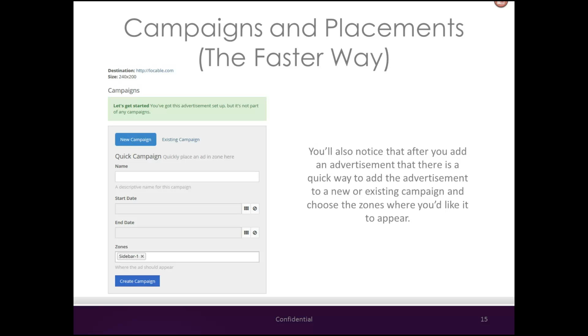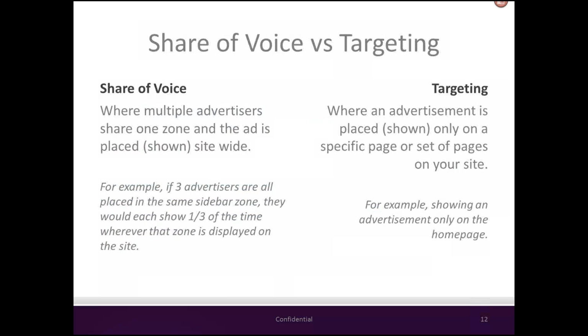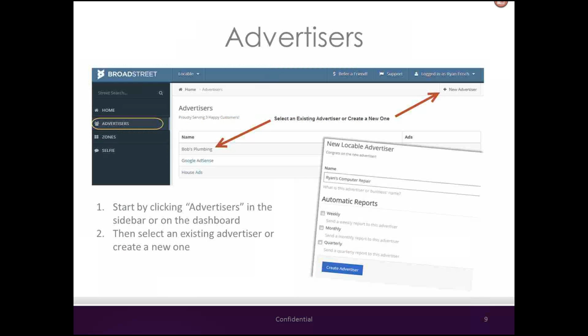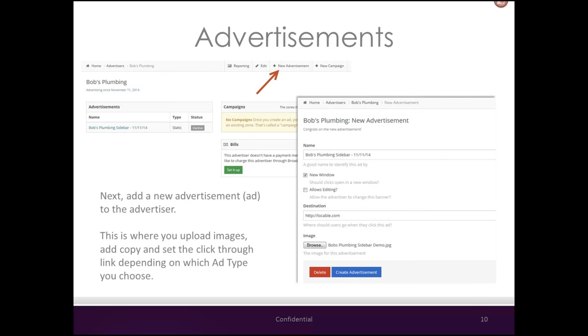I don't see in this process where we load the actual ad graphic. So I'm going to back up a little bit. And that was one of the first steps we did. So the second step in the process was called advertisements. And when you click on this new advertisements button up here at the top, this screen on the right-hand side will come up. And this is where you actually add the image.